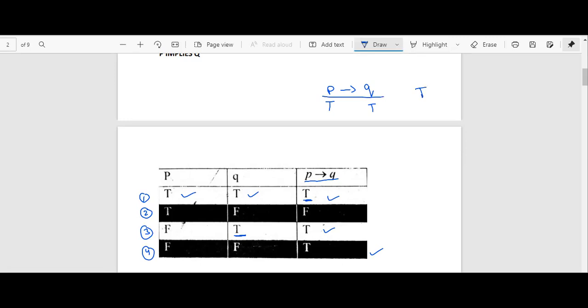Now, I'm at the second condition. When P is true and Q is false, this would be false, right? Now, when P is false and Q is true, this statement would be true, right? And when both are false, when P is false and Q is false, this would be true, the fourth condition, right? So again, by understanding it or just learning it directly, all you have to do is you should know this table. These tables should be at your fingertips, okay?